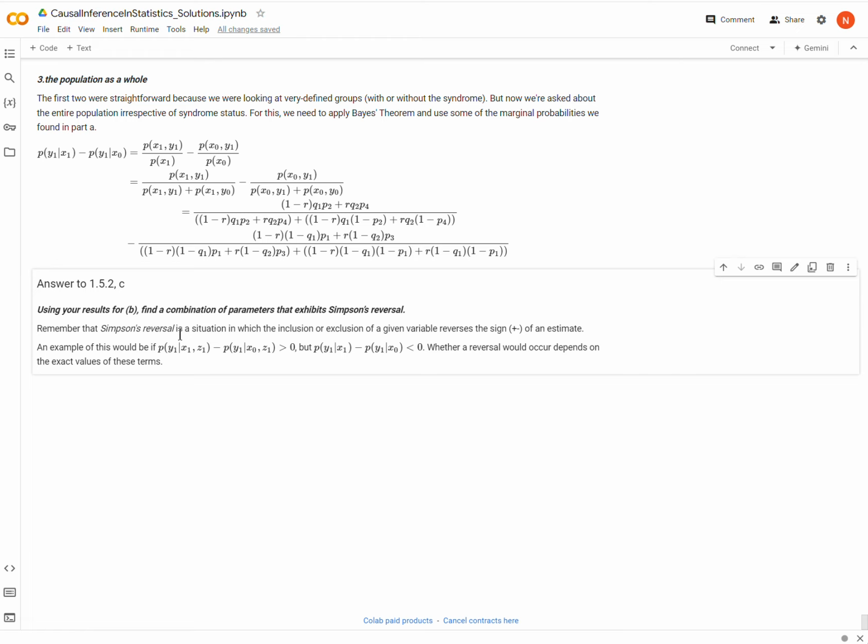So for example, if we had that P(y1 | x1, z1) minus P(y1 | x0, z1), so in other words, the probability of dying, given that you have the syndrome with and without the treatment, okay, so the effect of treatment on dying when you have the syndrome, if that was greater than 0, okay, but then we marginalized out Z, so now we don't care about whether or not you have the syndrome, and then that estimate becomes less than 0. This would be a reversal, and so that would be an instance of Simpson's reversal.